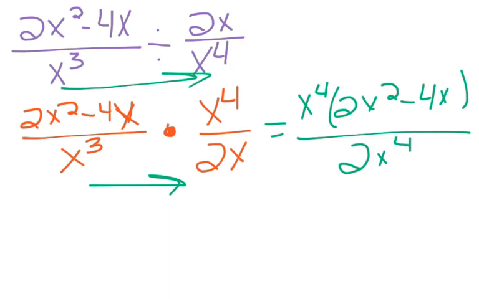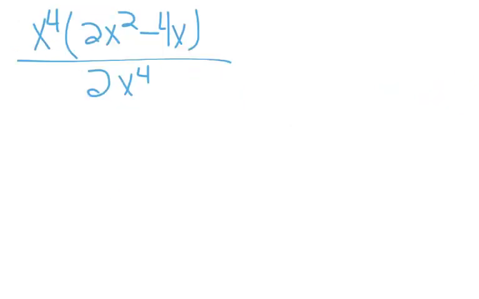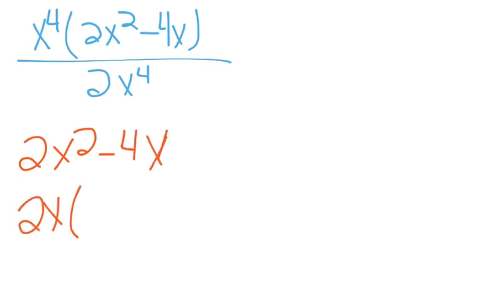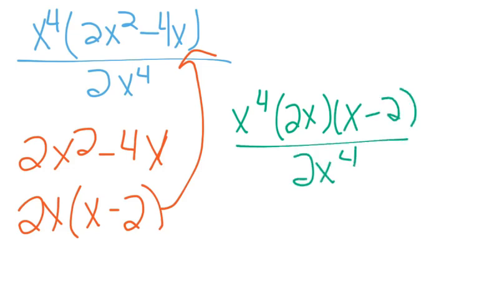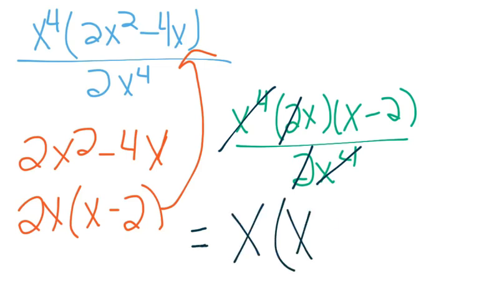The next step is to factor. So I can factor 2x squared minus 4x. Through GCF, I can take out a 2x. So I'm left with x minus 2. And I'm going to replace that. So now I have x to the 4th, 2x, x minus 2, all over 2x to the 4th. So looking at what cancels out, the x to the 4th on the top and the bottom cancel out, and the 2 cancels out. So my final answer is x times x minus 2.